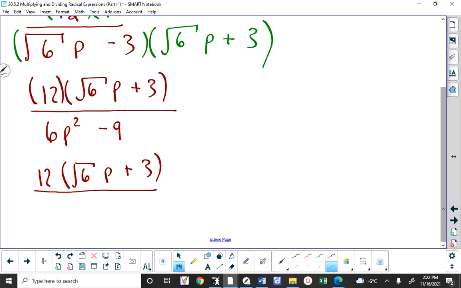But we can factor the bottom by factoring a 3 out. There's a common factor between 12 and between 6 and 9 on the bottom of 3. And it would leave me with 2p squared minus 3.